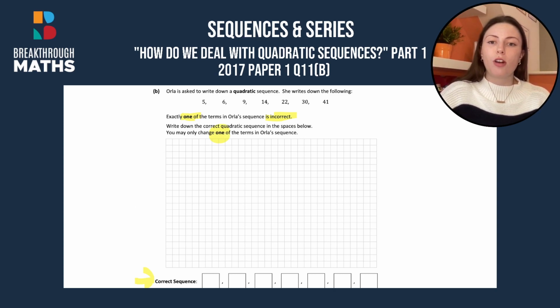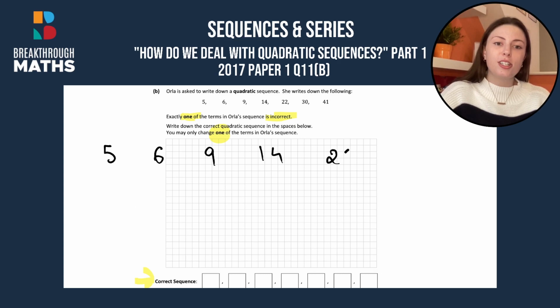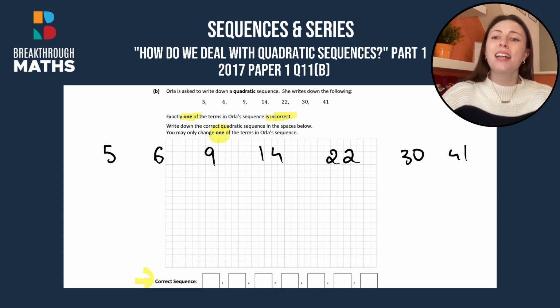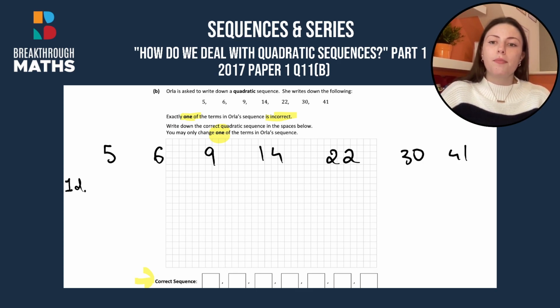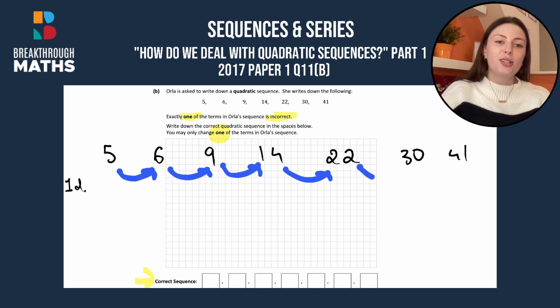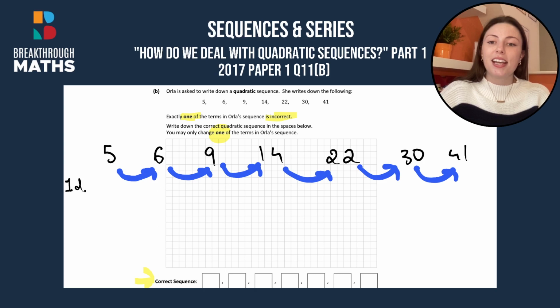So first of all, we'll write out all the terms. We've 5, 6, 9, 14, 22, 30, and 41. So we'll start off by finding the first difference. Okay, so the difference between 5 and 6, 6 and 9, 9 and 14, 14 and 22, 22 and 30, and 30 and 41. So the difference between 5 and 6 is 1.